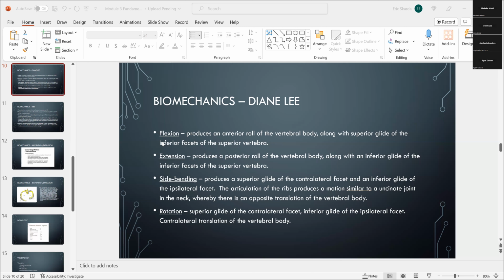The way that it does become a little more complex is when we have to start considering the articulations of the ribs. Because the ribs have the demifacets that articulate in between the two vertebral segments, there is an association with both the superior segment and the inferior segment, along with the intervertebral disc. It produces a moment that's very similar to an uncinate joint, right? To an uncovertebral joint in the neck, where there is an opposite side translation of the vertebral body relative to its midline.